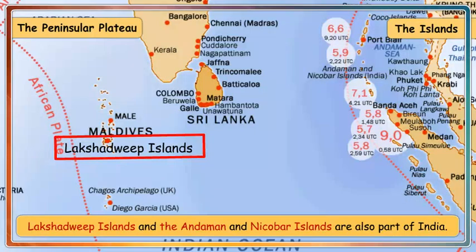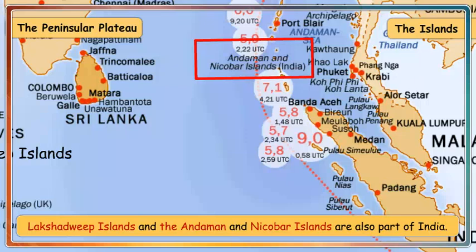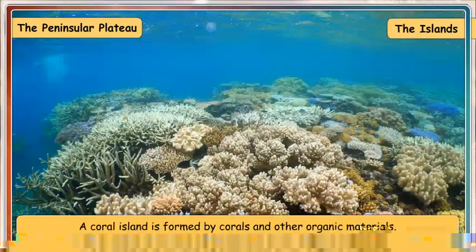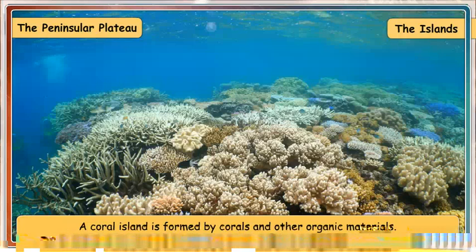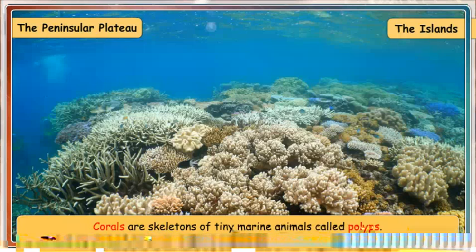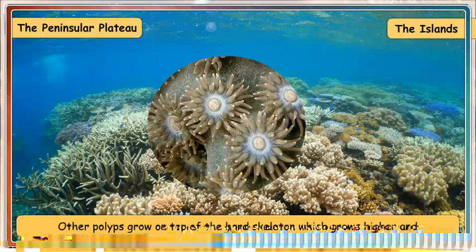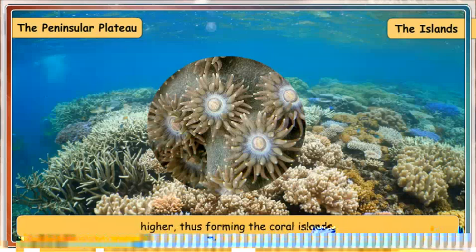The islands. Lakshadweep Islands and the Andaman and Nicobar Islands are also part of India. The Lakshadweep Islands are in the Arabian Sea. It is a group of 36 coral islands. A coral island is formed by corals and other organic materials. Corals are skeletons of tiny marine animals called polyps. When the living polyps die, their skeletons are left. Other polyps grow on top of the hard skeleton which grows higher and higher, thus forming the coral islands.